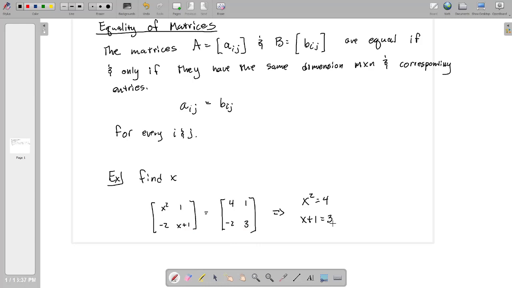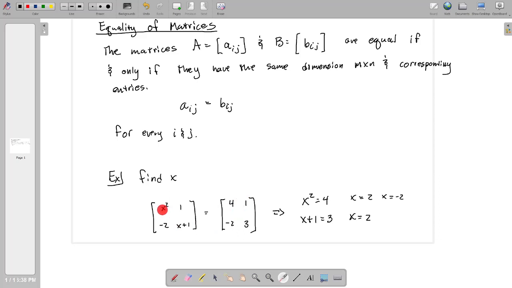If we solve both of these equations, we get x is equal to 2 or x is equal to negative 2 from the first, and x is equal to 2 from the second. So what's our solution? Is our solution 2, or is our solution 2 and negative 2? We have to think about this for a second. Remember that when we have a solution, it needs to be true for every x. So if I plug in an x here and here, it needs to hold equality for this matrix.